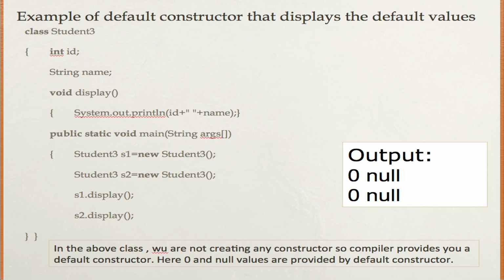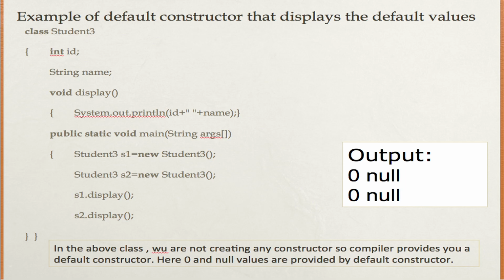There are two objects, s1 and s2. s1 equals new student3, s2 equals new student3. So we have two different objects, s1 and s2, of the student3 class. Now see s1.display. When we execute this display function for the s1 object, it will execute the display function of the same class.